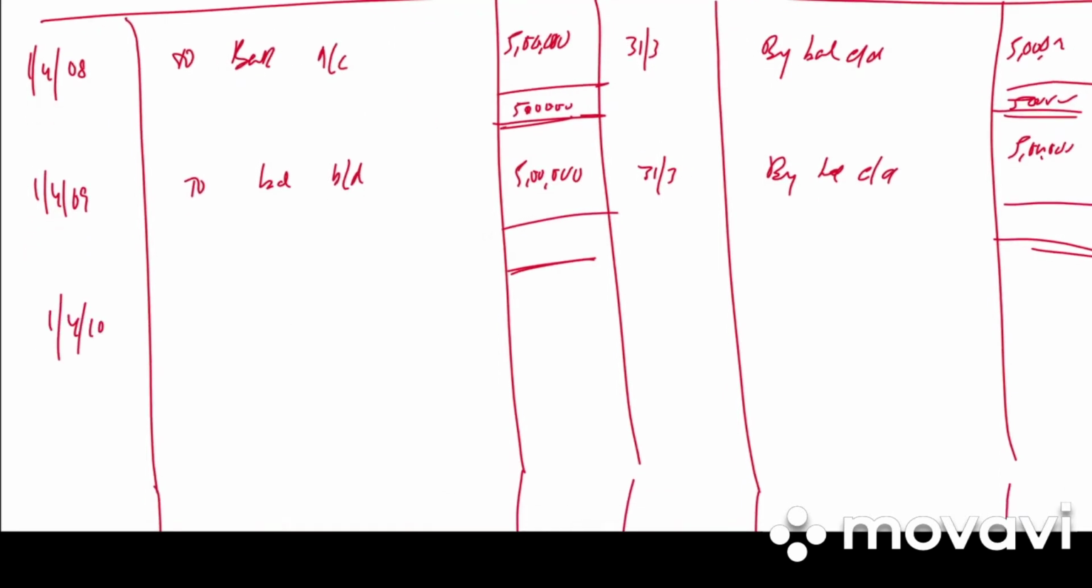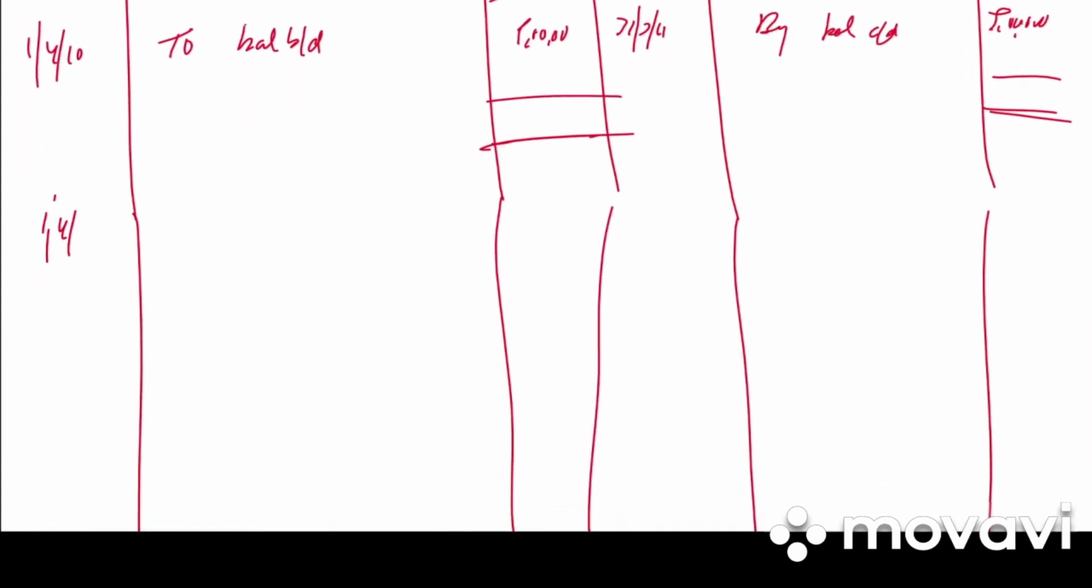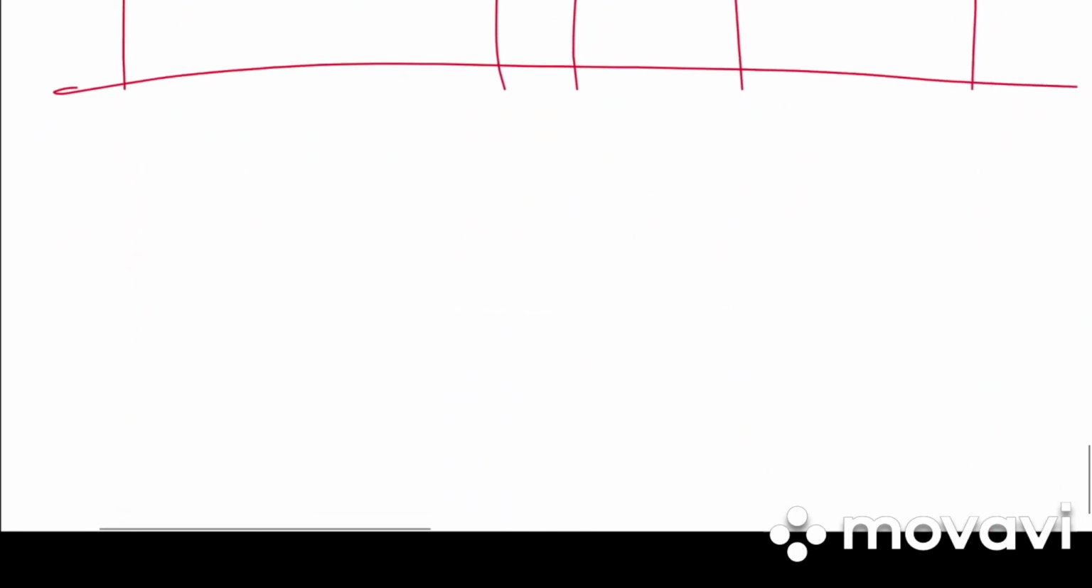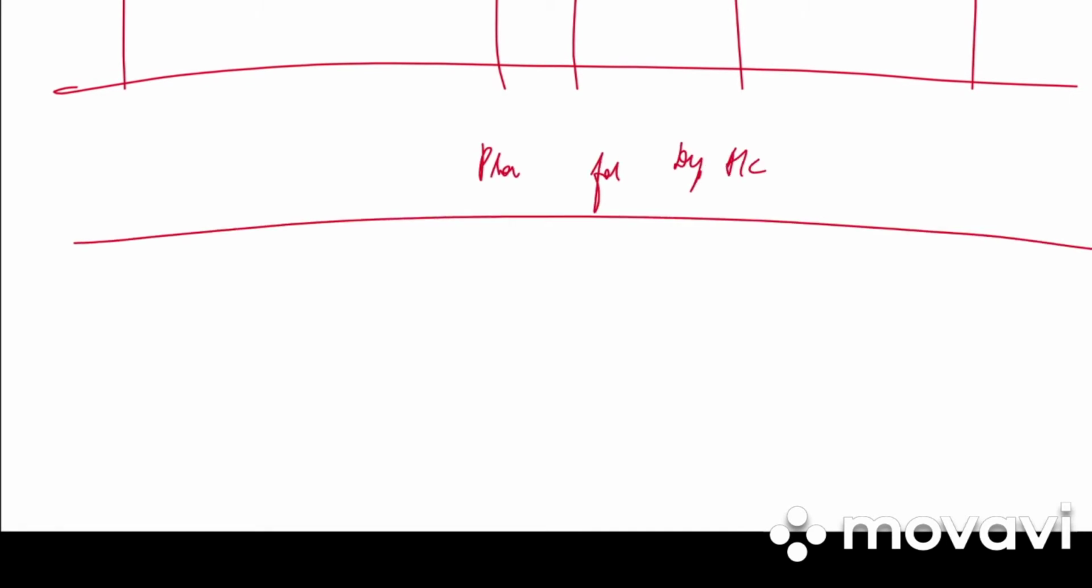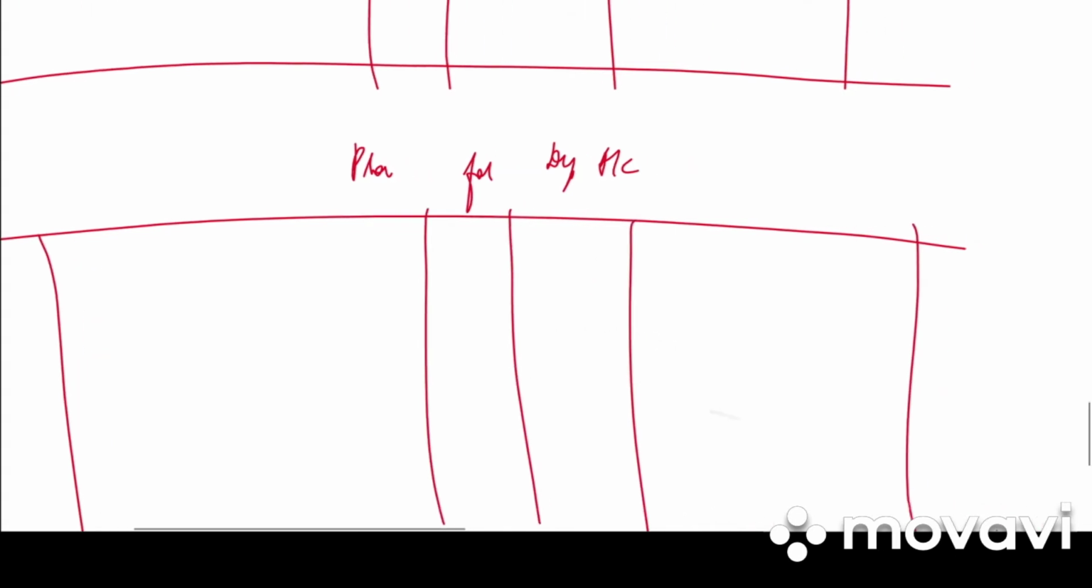Again on 1st April 2010 to balance brought down 5 lakh. 31st March 2011 by balance carried down 5 lakh. Then 1st April 2011 to balance brought down 5 lakh. Then we need to prepare provision for depreciation account. Leave some space. Write down provision for depreciation account. Debit side, credit side, date, particulars, amount, date, particulars and amount.